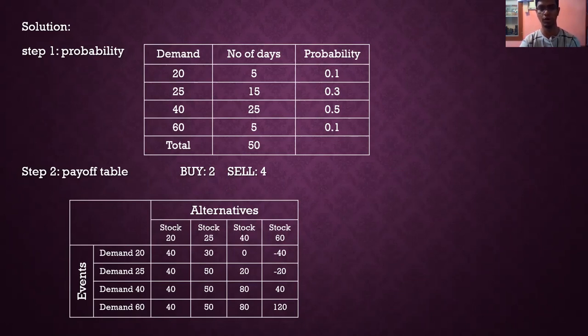So we have a stock and we are not able to sell it. So it's a loss. Here the loss is 2 and the profit is also 2. So the loss and profit are equal.